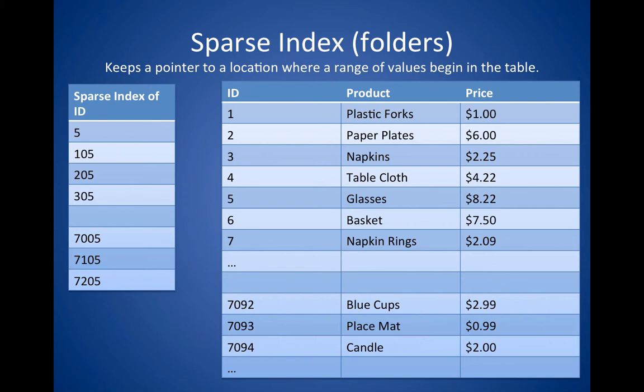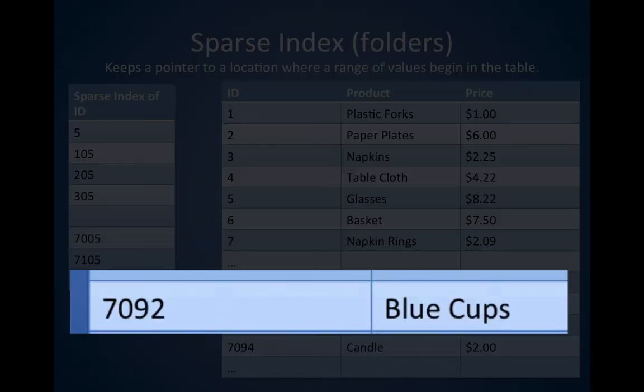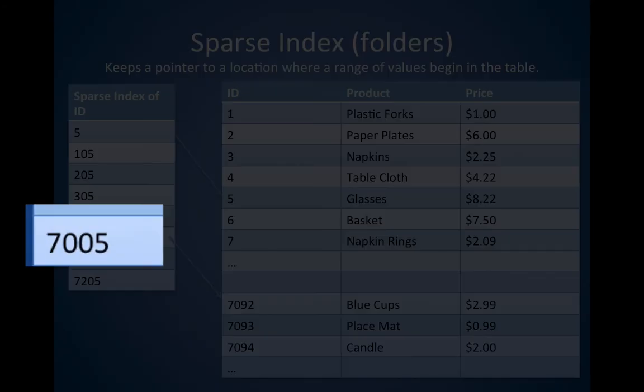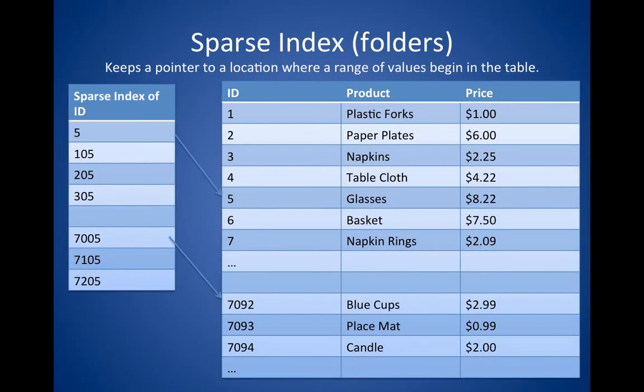So for instance, if I were searching for the blue cups here, if I said give me item 7092, which is blue cups, you could look in your sparse index first, and you would look down and say, I'm going to search for 105, 205, and when you come to 7005, you can say, hey, I'm getting close. Then the pointer would show you the row number where you can find the blue cups. So you could start searching at row 7005, and then very shortly you'd come to row 7092. So a sparse index is a strategy for building an index for you.